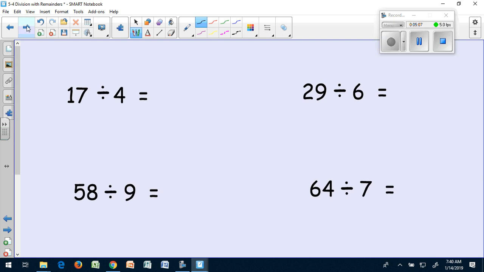Okay, why don't you pause the video and write these down in your notebook and solve these, and then I'll show you the answer and we'll see how you did. Here are your answers to your 4 problems. If you made any mistakes, why don't you go back and use the multiplication and addition strategy to check your work and see where you made the mistake, whether it's in the subtraction or the division.